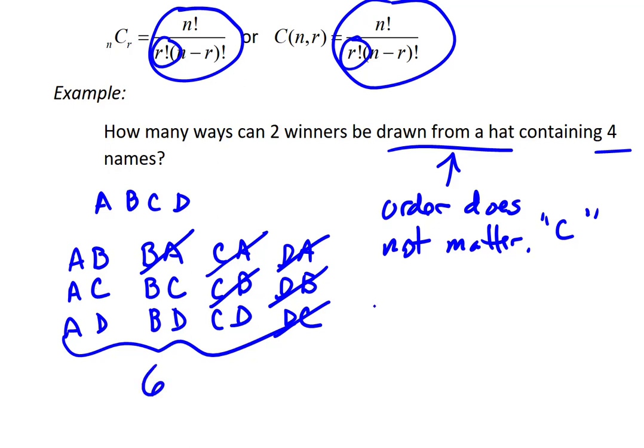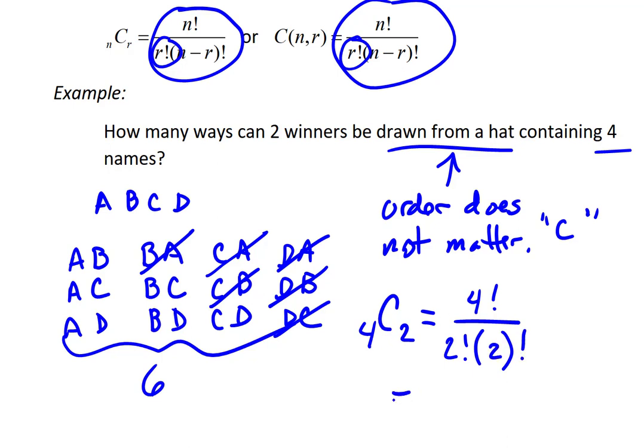If we now try the formula, we'll say 4C2. Again, 4 is the n value, that's the total, so this is 4 factorial over, and then the denominator now is going to have r factorial. Well, r is the number that we're drawing, so that'd be 2 factorial times, and then in the parentheses it's n minus r factorial. Well, that'd be 4 minus 2, which is really 2 factorial.